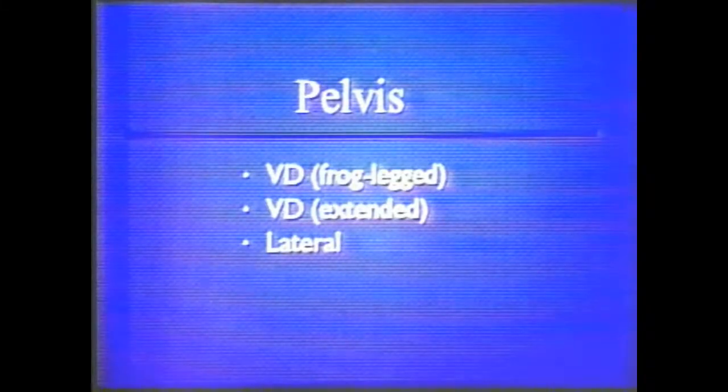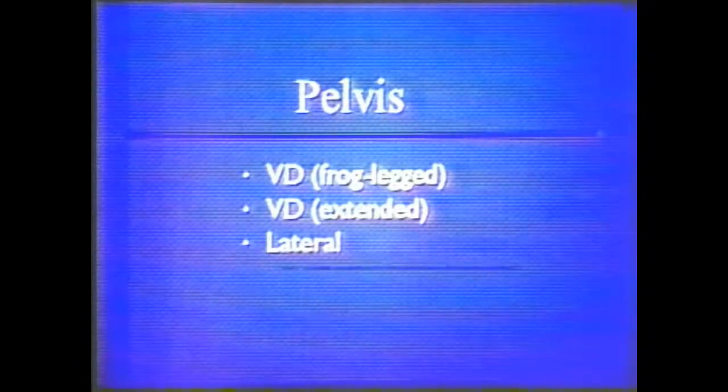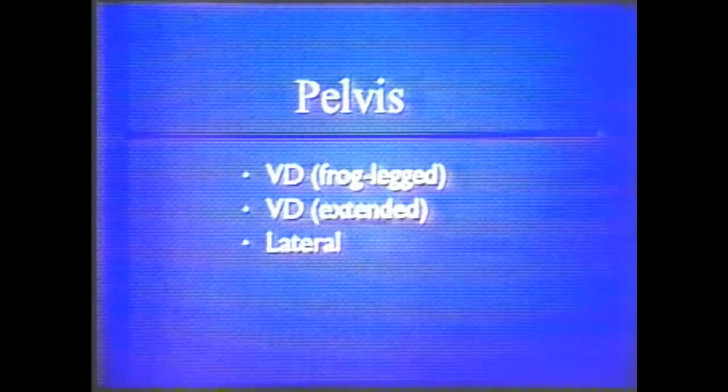The next area of consideration is the pelvis. The pelvis is one of the more frequent radiograph parts of the small animal, and this is primarily due to the high frequency of trauma and the interest in canine hip dysplasia. We will demonstrate 3 different positions of examination of the pelvis: the VD frog leg, the VD extended, and the lateral.